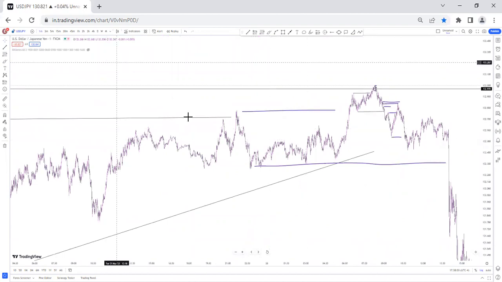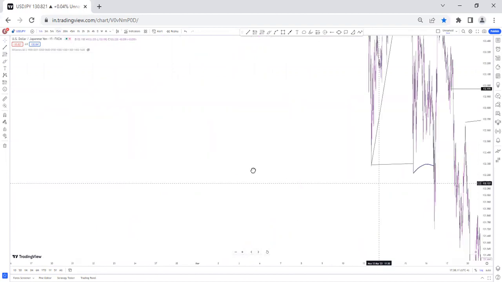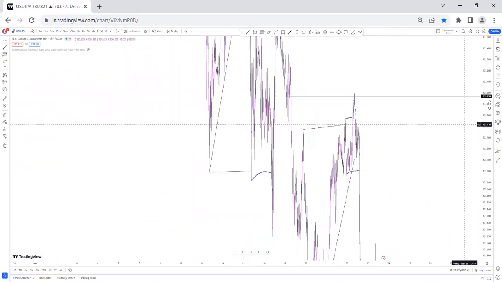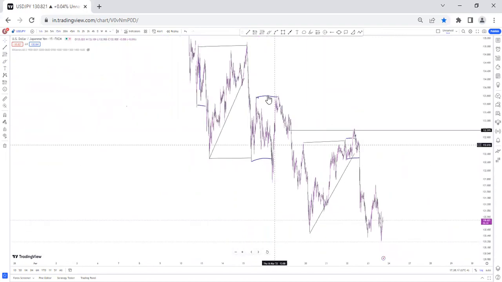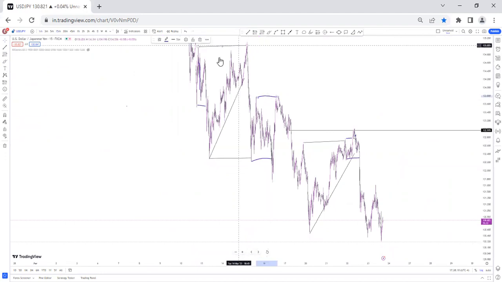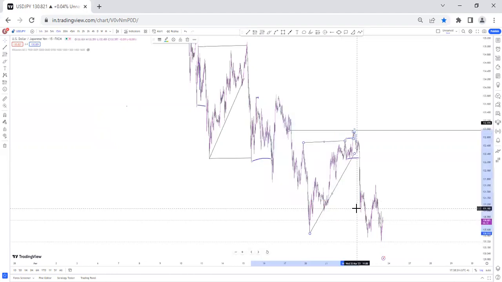So let's continue. Okay, back to the 15 minutes time frame. I hope you get all of that about entries. Good. So let's move on. Clear all of this stuff. I hate seeing my chart messy.